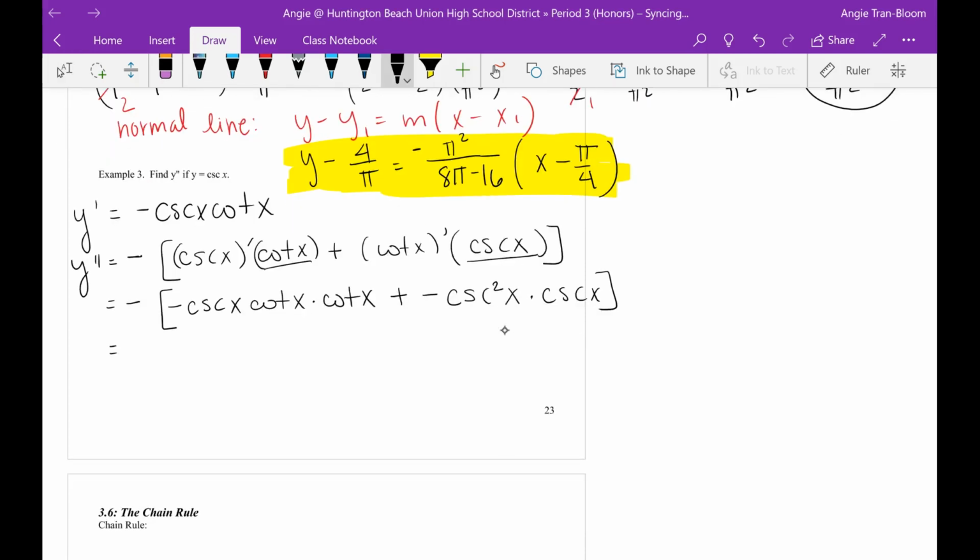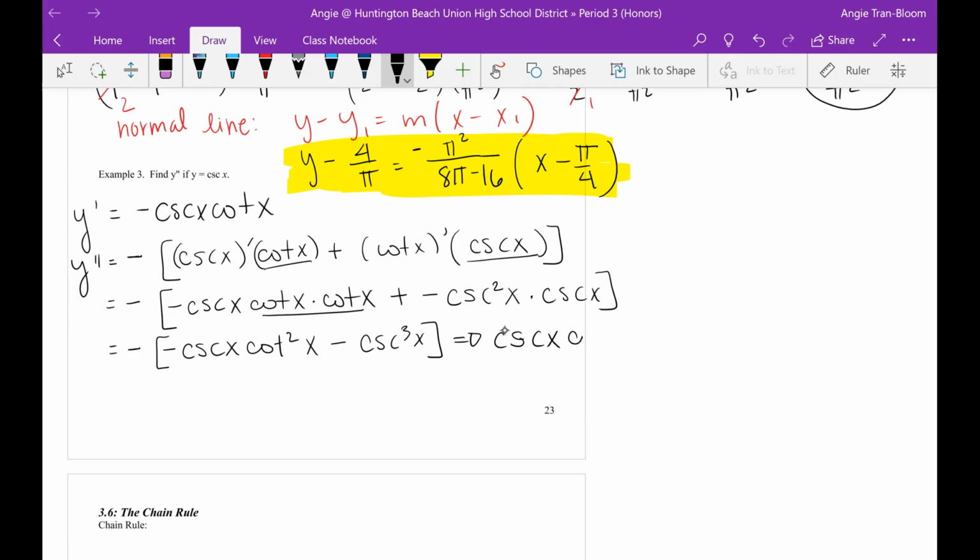So as you can see, I have the negative in the front still. Cotangent times cotangent is now cotangent squared. So negative cosecant of x cotangent squared of x. This guy over here is now cosecant cubed, minus cosecant cubed of x. I'm now going to distribute my negative sign, so it's all going to be positive: cosecant of x times cotangent squared of x plus cosecant cubed of x.